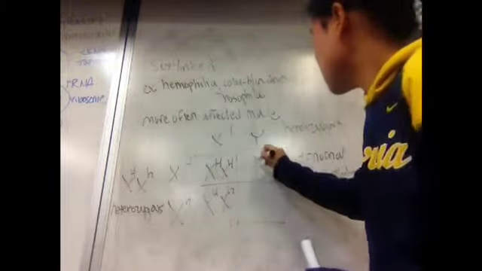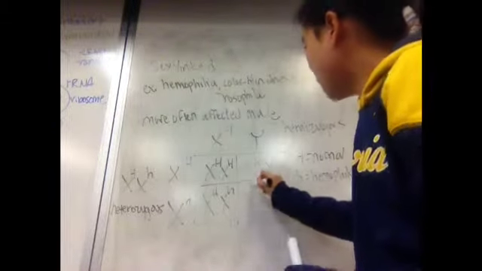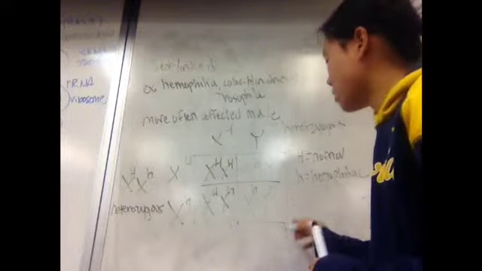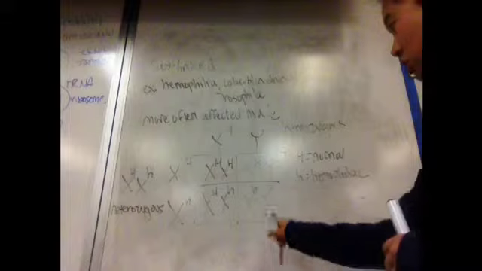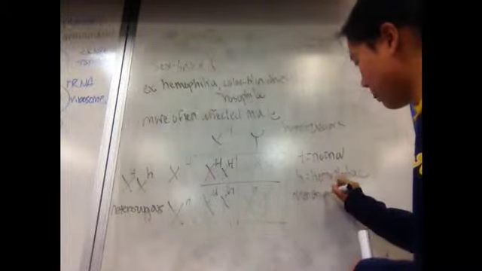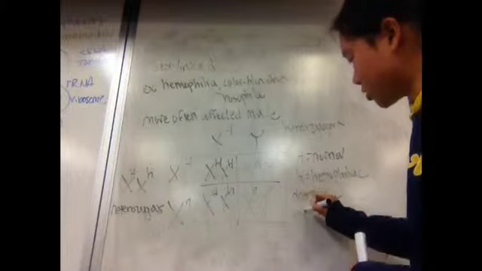We can then look at the sons. One normal son. Here's the hemophiliac. He does not have another X chromosome to save him. One half of all the sons will be hemophiliac. So we can do the phenotypic ratios and the genotypic ratios.